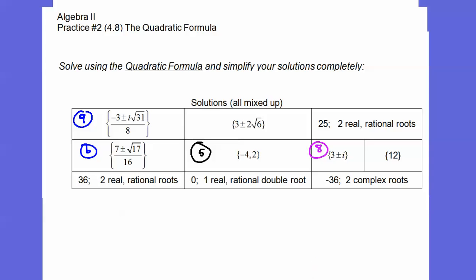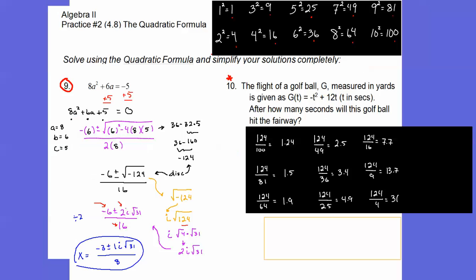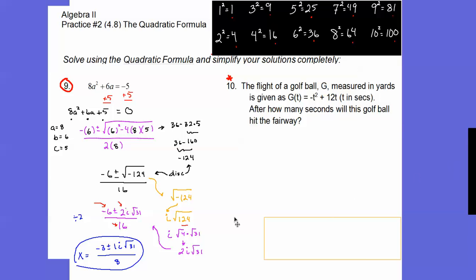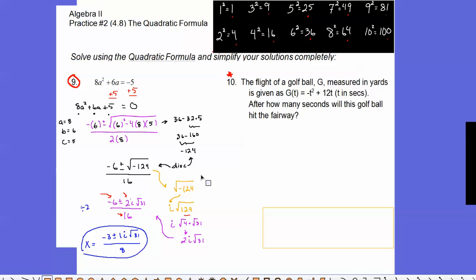Let's go back. Alright, last let's look at problem 10. Number 10 is talking about a golf ball.